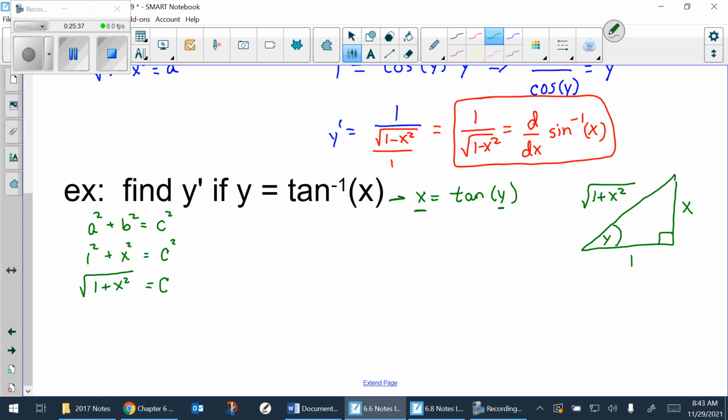So I've rewritten the problem. I've drawn a triangle of that situation. And now I have to take the derivative of what I wrote here in step 1. The derivative of x is again 1. The derivative of tan of y now again looks like a chain rule. Derivative of the outer, secant squared. Don't mess with the inner. Times the derivative of the inner. And we're looking for y prime.